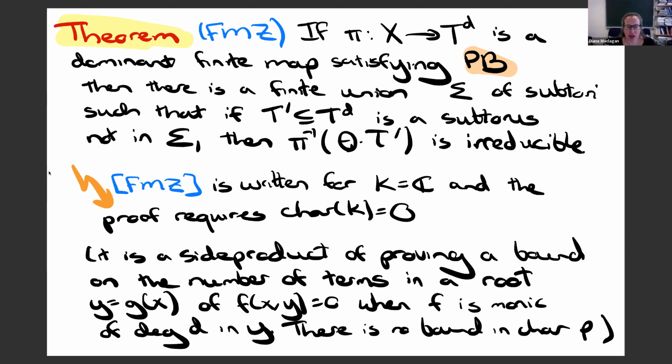But this headline result of Fuchs-Mantova-Zannier about bounding the number of terms of a polynomial is just false in characteristic P. There is no bound. So we can't just generalize their techniques and suddenly get a proof in arbitrary characteristic, even if we had resolution in characteristic P. Okay, so that's where we are. We have this very clean, nice result in characteristic 0, which doesn't obviously extend to characteristic P.